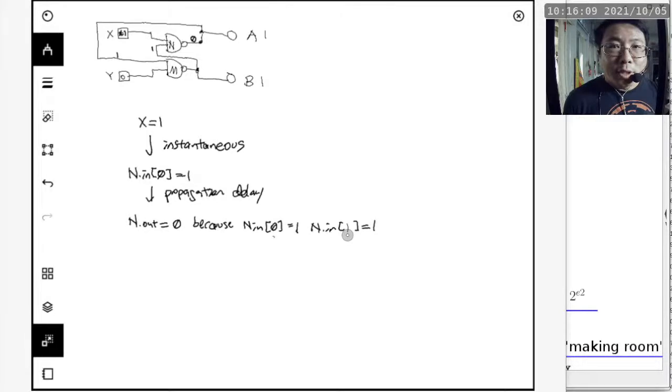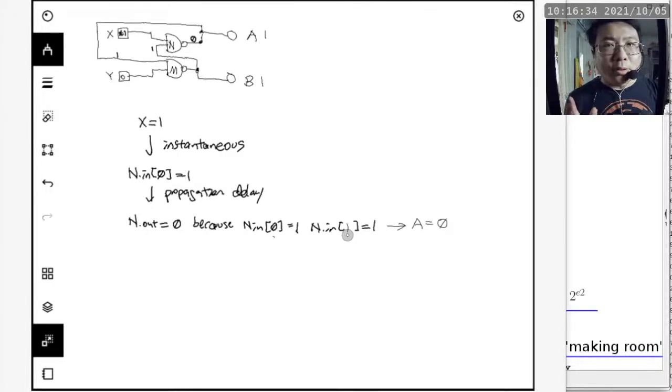All right, so n dot out is now a 0, and what is the result of that? Well, the first one is not really that important. The output A is going to be a 0 at this point. So output pin A is now a 0. But that's really just a test point, as I said earlier. It's not really that important when it comes to the analysis of the entire circuit.